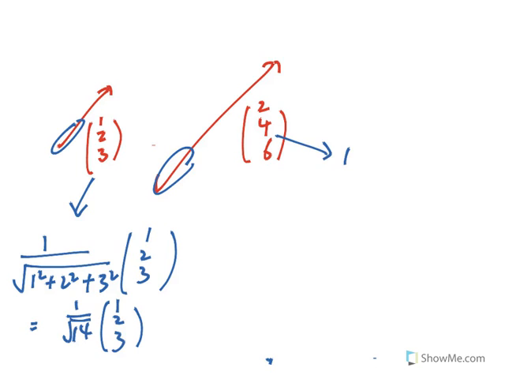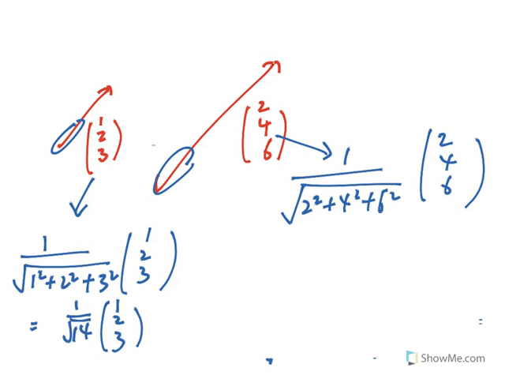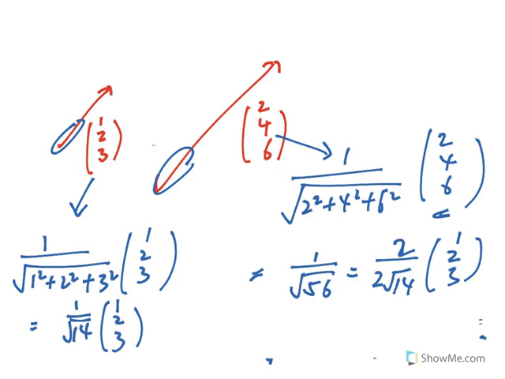This vector over here: 1 over square root of 2 square plus 4 square plus 6 square. Here, this is 2, 4, 6. What is 2 square plus 4 square plus 6 square? 4 plus 16 is 20, plus 36, 56, right? 1 over square root 56. This is the same as 1 over 2 square root 14. This one I can take out 2, right? So I take out 2, 1, 2, 3, cancel. Can you see? Both are the same. Can you see what I'm saying? Yes.